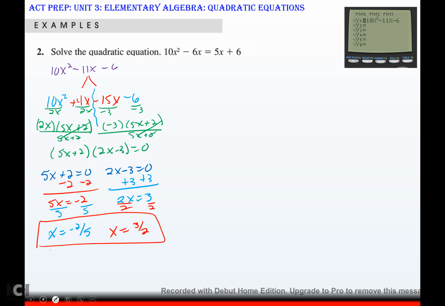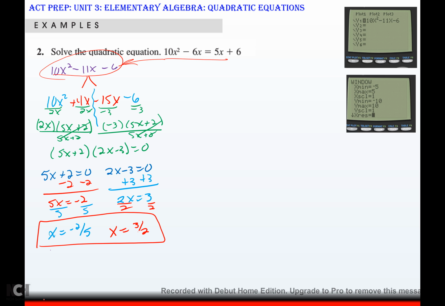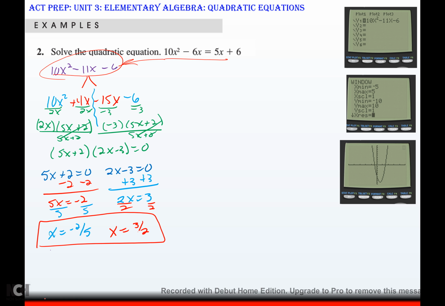Alright? I would go to y equals. You type in the simplified equation. Don't type that in. You got to type it in with 0 on one side. This one I had to set my window a little funny because I couldn't see it very well with a standard window. So I changed my x to go from negative 5 to 5. And then I could see a pretty decent picture. So those are my two solutions.